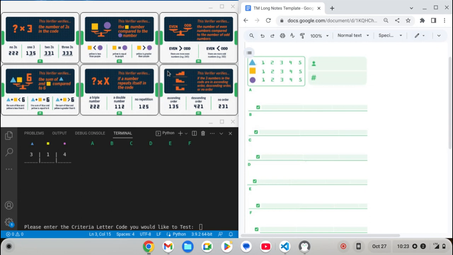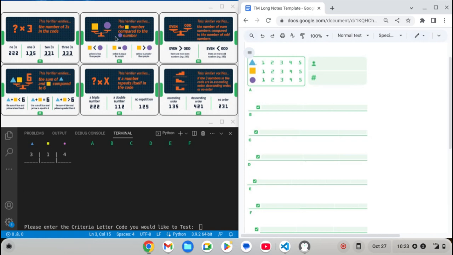So in the grid above, we've got our 6 criteria cards. On the top row, we've got criteria card A, criteria card B, and criteria card C. On the bottom row, we've got criteria card D, criteria card E, and finally criteria card F. So criteria card A takes a look at our 3-digit solution, and the Turing machine will let us know how many of those digits are 3. Are there no 3s? Is there a single 3? Perhaps 2? Maybe even all 3 are 3.